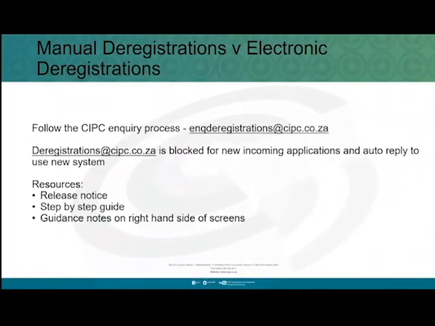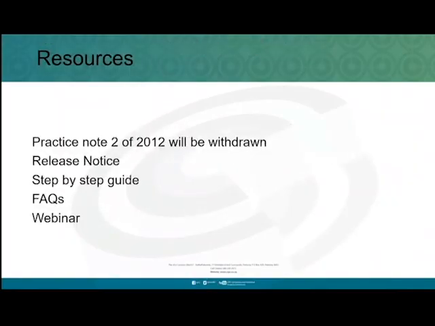is Practice Note 2 of 2012, which is withdrawn. We're just waiting for the publication for the withdrawal. But because the system is now so basic in terms of the Companies Act, we are not going to issue a new practice note as to new requirements. As I stated, the additional things that we have there is statistical information that we want. Then there's the release notice under general notices. The release notice has also been distributed on all our social media platforms.